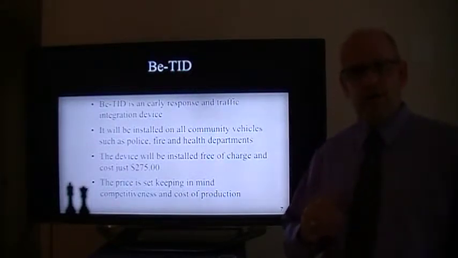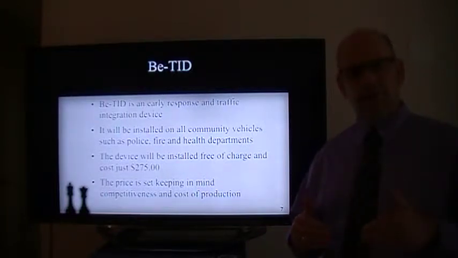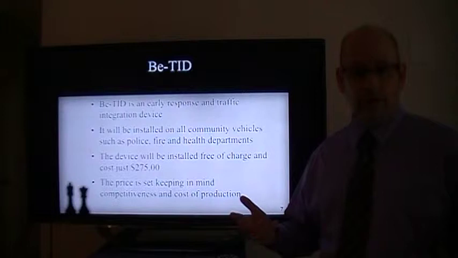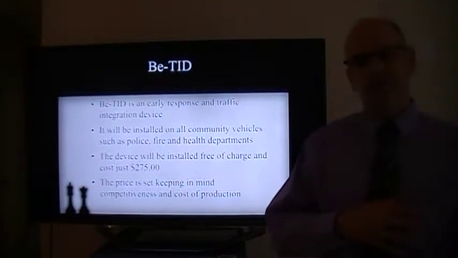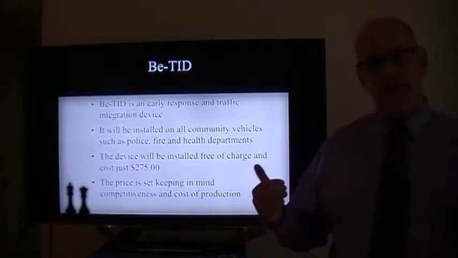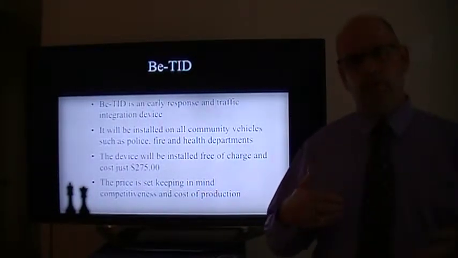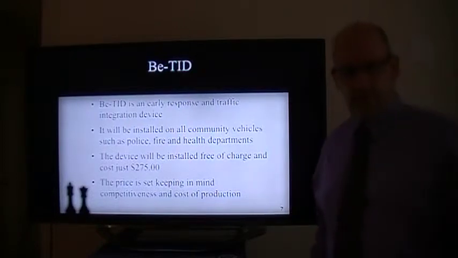The value-added services provided long-term with this device include free installation and standard calibration of the GPS on bulk purchases. So if your department purchases this from us in bulk quantities, we'll show up, we'll integrate it for you, and we'll calibrate this system for you. Next slide.